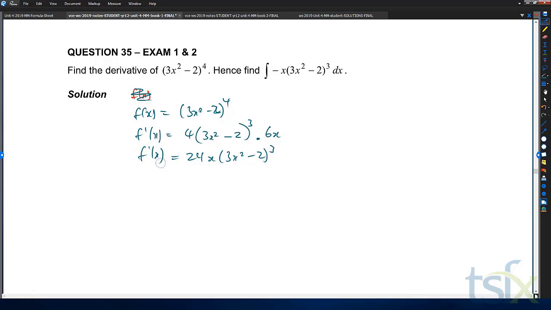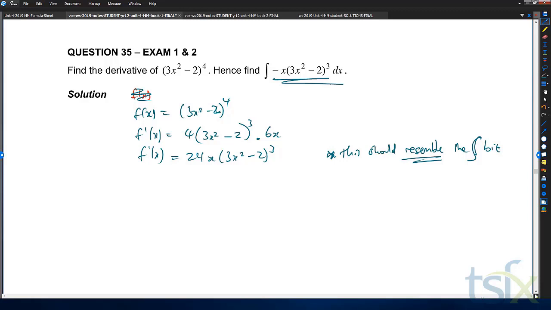F dash x. Now, at this stage, this should resemble the anti-diff bit up here. It's not exactly the same, but it resembles it. The only difference is that it's got negative x in front of that, whereas I've got 24x. So it's out by a constant. I'm happy. If it was 24x squared, or negative x squared, then it's a problem. But it's pretty close.